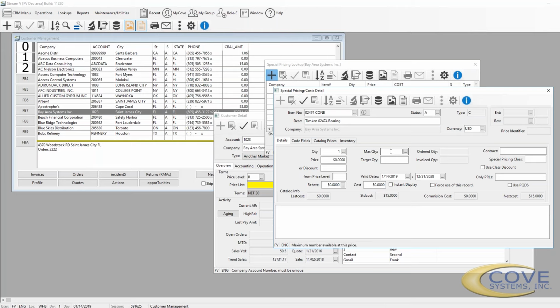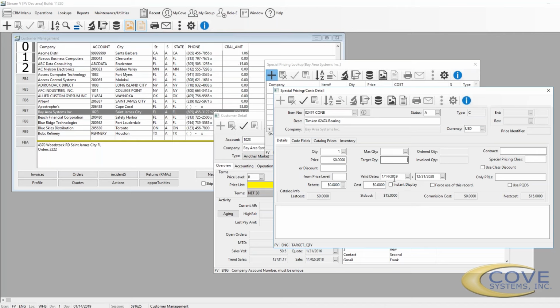You can set a maximum quantity, saying this is the maximum quantity they can buy at this special price. And you can set up a target quantity. And the target quantity is what goal you expect them to reach with this special price. And this tells you how many have been ordered at this special price and how many have been invoiced or shipped at this special price.